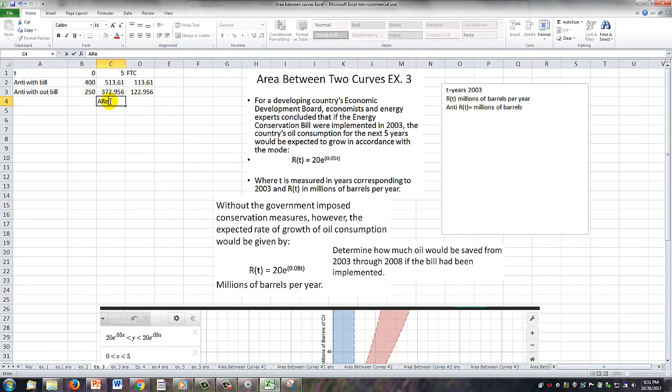And so then the area between would be, and if you just look at it, you can see that this is bigger. So this minus this is 9.346 million barrels.